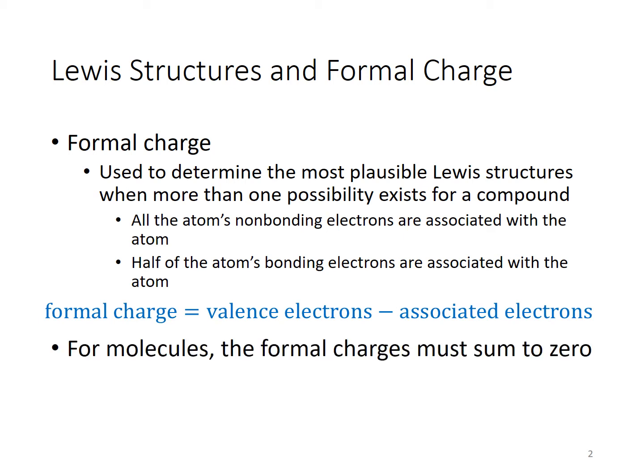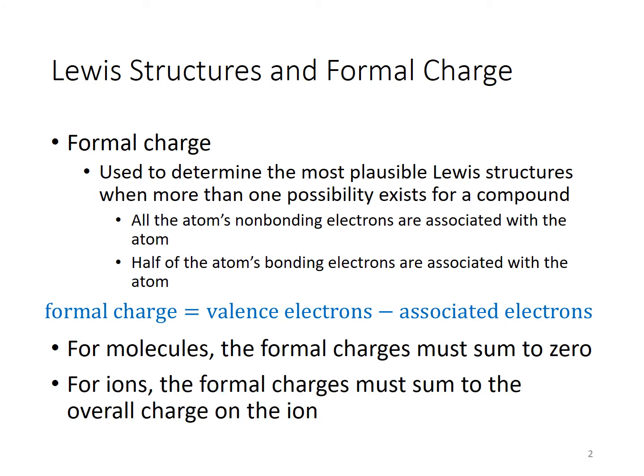For molecules, the sum of the formal charges must equal 0. If you have an ion, the formal charges need to add up to the overall charge of the ion. This again makes some sense. Charges are essentially electron counting. This is another form of electron counting, so it abides by very similar rules.